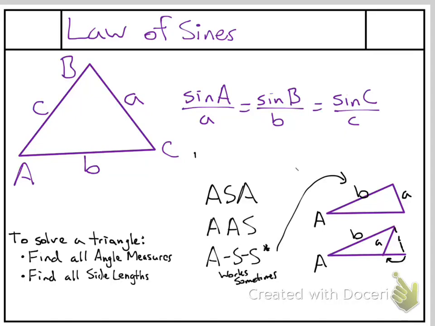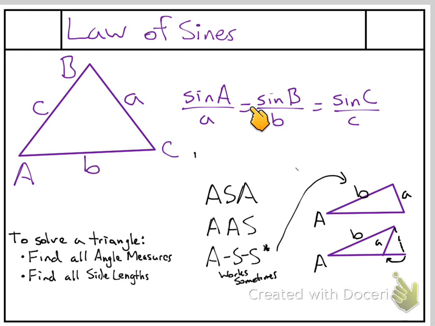We can use the trig ratio of sine outside of right triangles. The law of sines gives us, if I have a triangle labeled ABC, the ratio of the sine of angle A to its opposite side is equal to the sine of angle B to its opposite side and the sine of angle C to its opposite side. This ratio exists beyond right triangles.